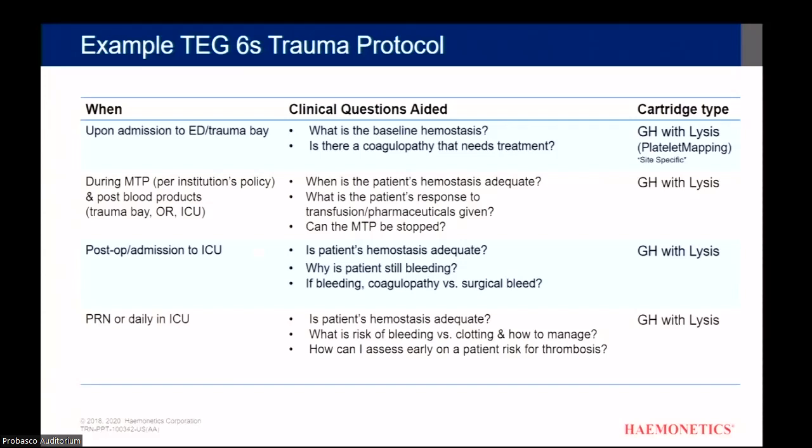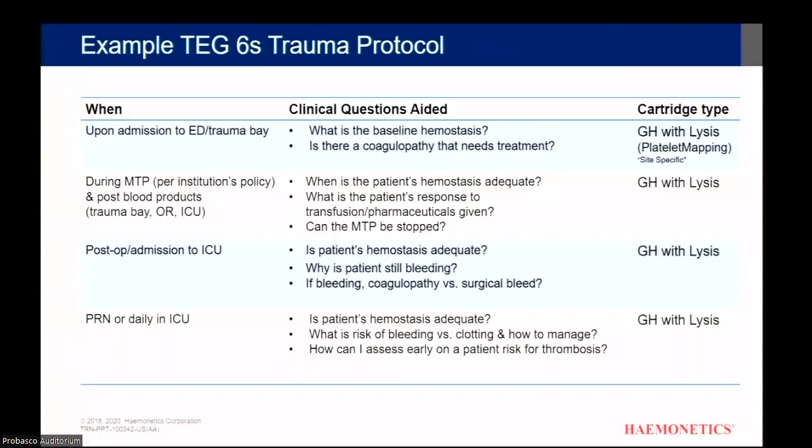An example of a TEG 6S trauma protocol: on admission, I understand you typically run platelet mapping and global with lysis. You have certain criteria for those patients. That is on admission to answer the important questions about baseline hemostasis, identifying coagulopathy early and identifying platelet dysfunction early on.